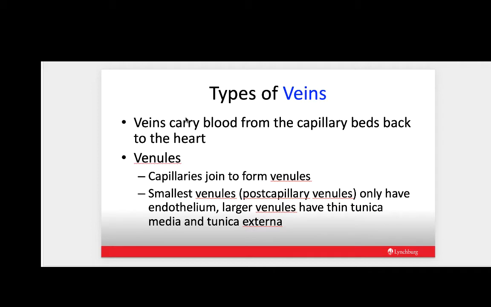Okay, so now we're on the vein side of things. So we've done arteries, we've done capillaries, and now we're on the veins. And so veins are going to be responsible for carrying blood from the capillary beds back up to the heart.